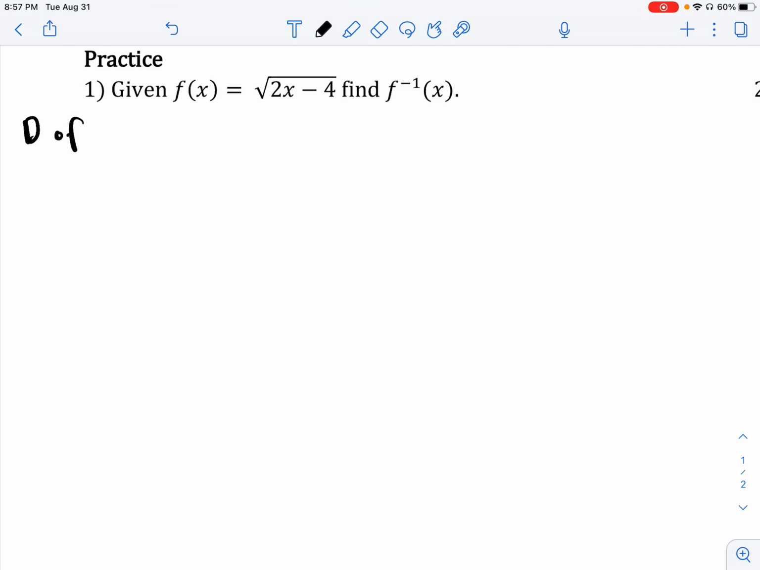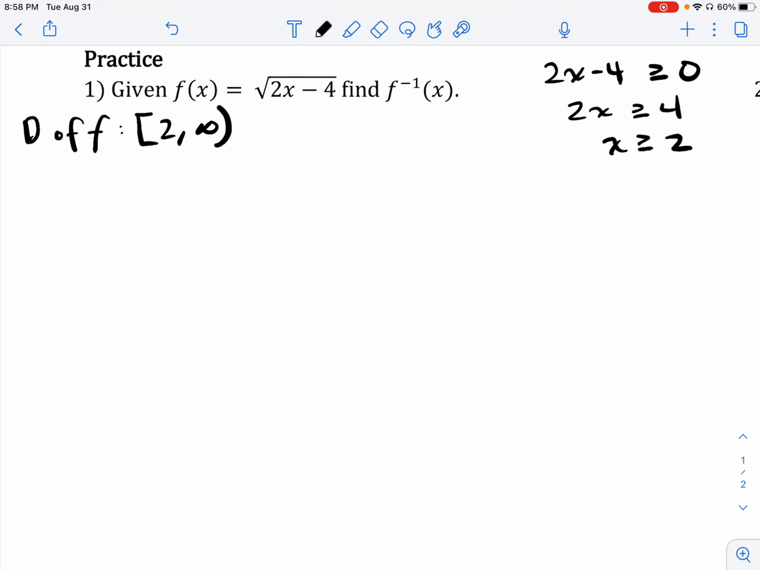So the domain of f is as follows. Well, we know it's a radical function, so let me actually do this work on the side. We know that the radicand must be greater than or equal to 0. So 2x is greater than or equal to 4, and x is greater than or equal to 2. So we can say the domain of this function, we must plug in only numbers 2 or greater.